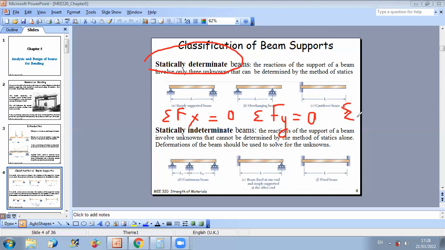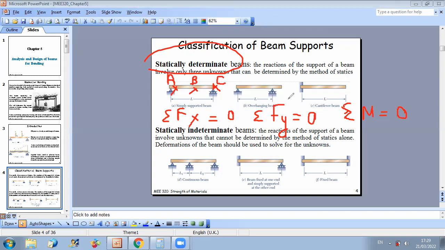Now, this is not the only combination possible. You can use three moment equations, and if you use three different points, A, B, C on the beam, the first equation can be sum of moment about A equals 0. The second one is sum of moment about B equals 0. The third one is sum of moment about C equals 0. So you have a big variety of possibilities to write your three equations, but you cannot write more than three.